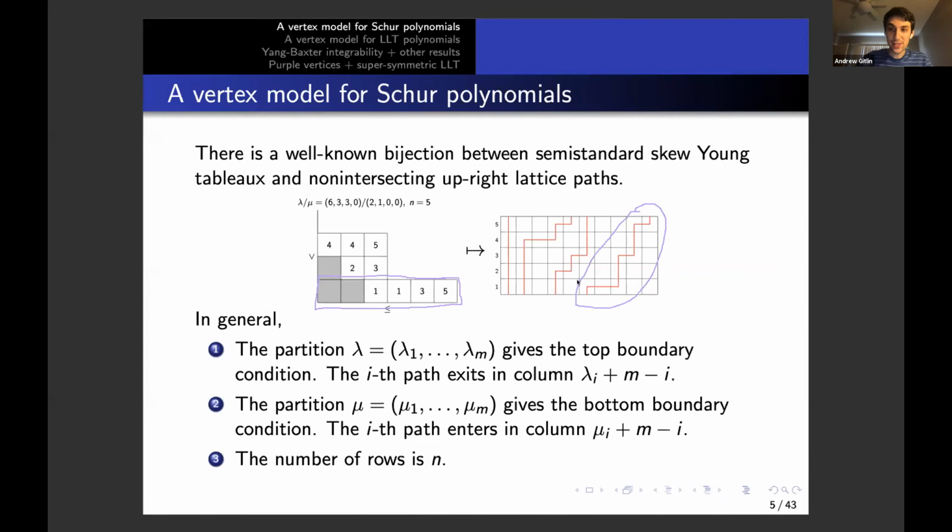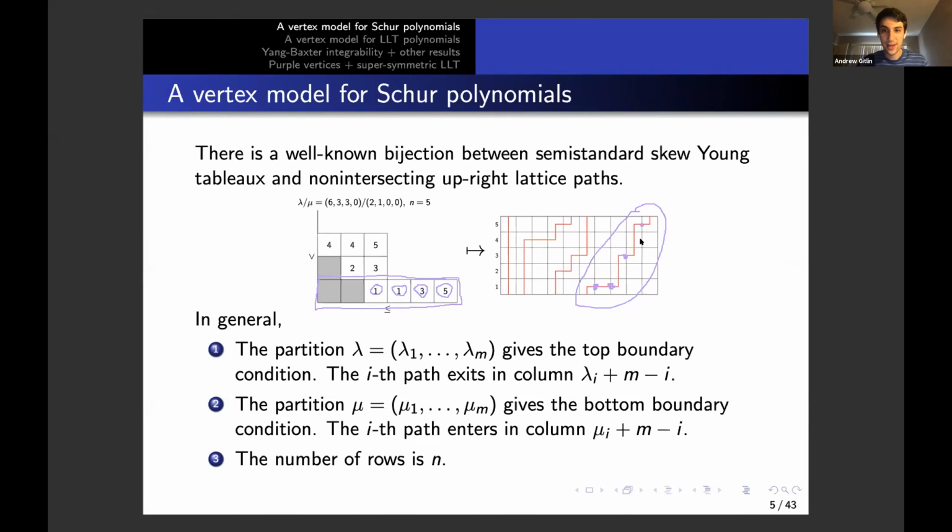And the entries of the row are exiting instructions. So every time I see a number, I exit a column to the right in that row. So this one tells me that I exit the column in row 1. This one tells me that I exit the column in row 1. This 3 means I exit the next column in row 3. And this 5 tells me that I exit in row 5.